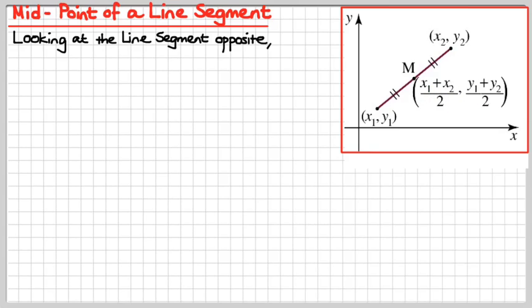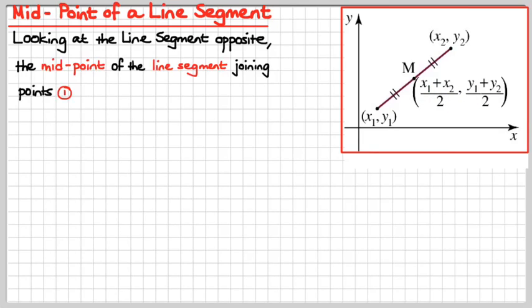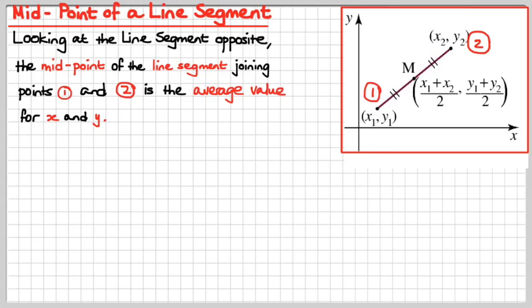It's really easy because looking at the line segment opposite, the midpoint of the line segment joining point 1 and point 2 is the average value for x and y. Now, do you know how to work out an average value? If you had two values of x, how would you work out the average? Well, you just add them up and divide by 2. However many points you've got, you divide by that number. Same thing for y.